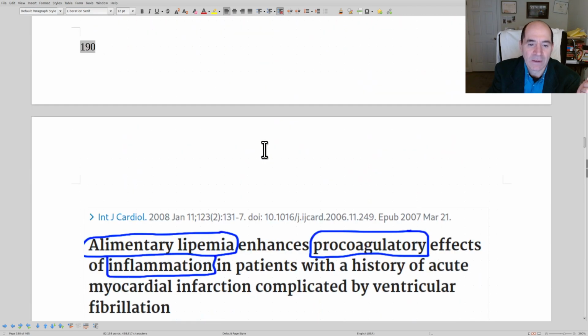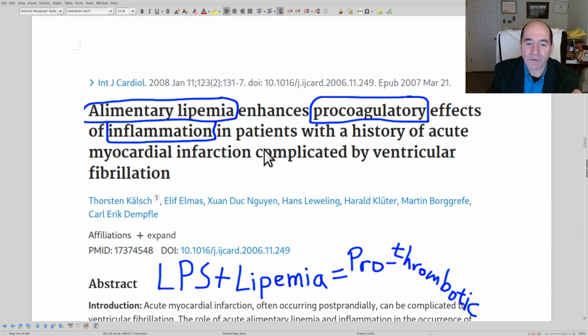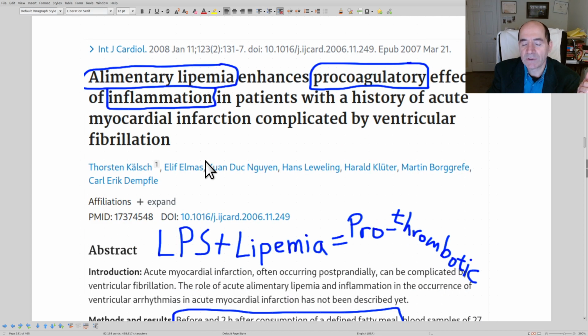Anyways, I just put a couple of these papers in here because I wanted to show you what a big deal all this stuff was. And it's not just Kell and Pretorius. Other people have repeated their findings in their work. Here's just another one: elementary lipemia enhances procoagulatory effects of inflammation. This is relevant too because a lot of patients are hospitalized because they've had a thrombotic event.